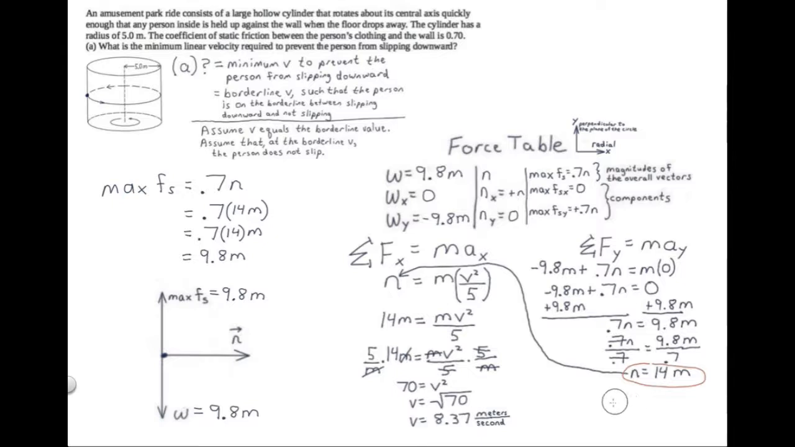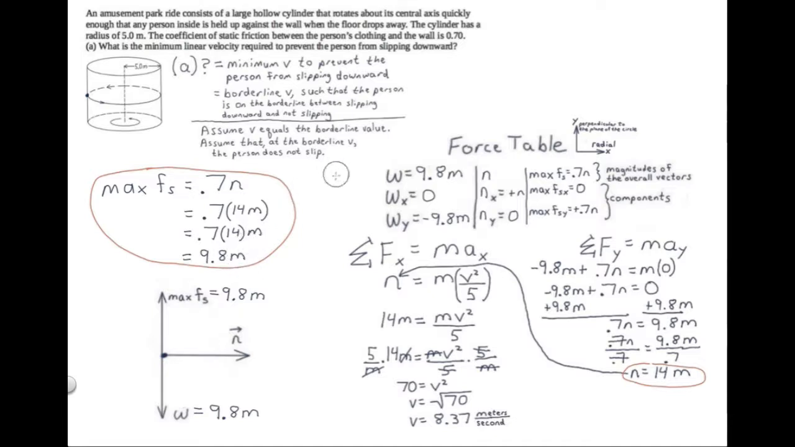Let's begin by checking whether this result for n makes sense. The most interesting way to do that is to use our result for n to get an expression for the magnitude of the maximum static friction. So here we can substitute 14m in for n. Remember that m here stands for the mass, not for meters. And that tells us that, based on our results, the magnitude of the maximum static friction is 9.8 m.